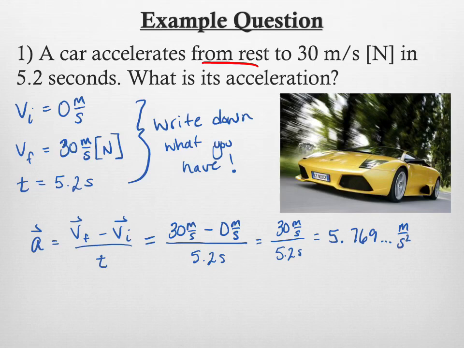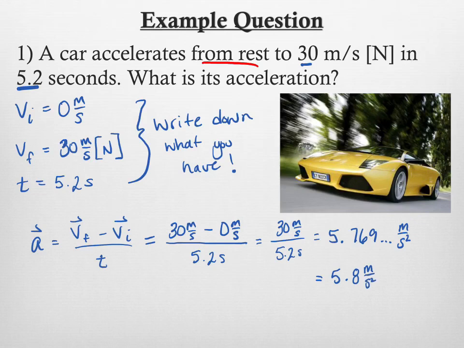Okay, so again, remember, 3 things we need when we answer physics questions. We need to know the correct number of significant digits. Here we have 2 with 30 and 2 with a 5.2. So we should probably have 2 here. So 5 point, and then we'll end it at the 7 here, but we need to round it up to an 8 since there's a 6 next to it. Units, meters per second squared.